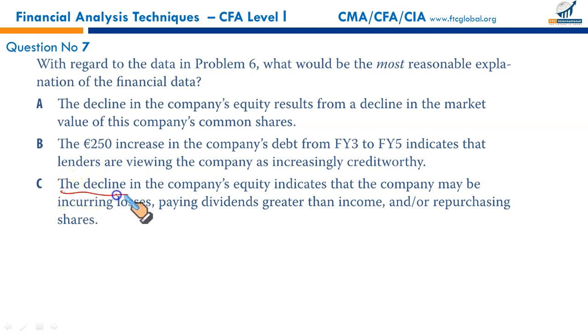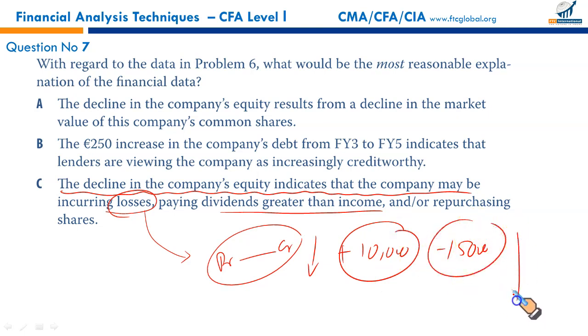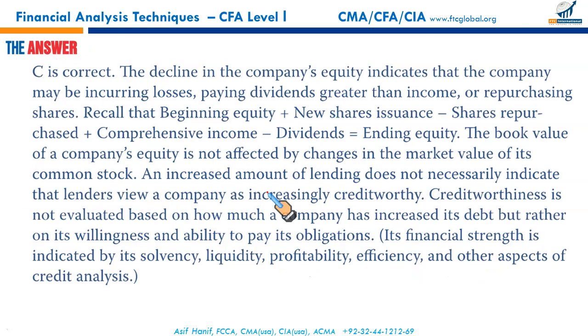Last one. The decline in the company's equity indicates that the company may have incurred losses. Losses are debit, equity is credit. So when the debit is netted off against credit, your credit falls. Paying dividends greater than the income: you earned $10,000 income, but you paid $15,000 dividend. So this was the addition to the equity. This was deduction. So there is a net decrease in equity. Or you might have repurchased the shares, treasury stock. So these are the valid reasons why equity could have fallen. It could be any of these or a combination of these arrangements. C is the right answer.